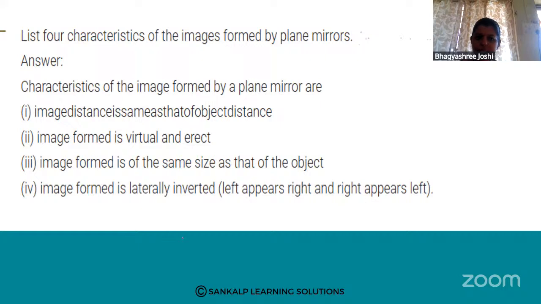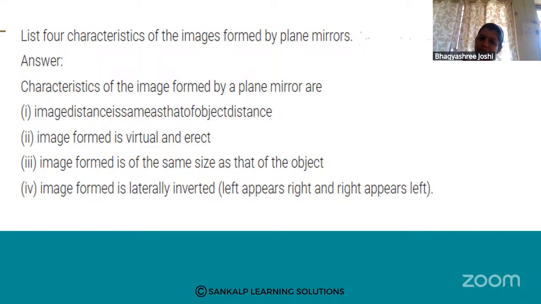Image distance is same as that of the object distance. Okay, image distance, ನೀವೆಷ್ಟಿರ್ತೀರಾ ನಿಮ್ಮ ಇಮೇಜ್ ಕೂಡ ಅಷ್ಟೇ ಇರುತ್ತೆ. So if you are small then image is also small, if you are big then image is also big, if you are tall then image is also tall. Okay, that means object and image distance are same. Next, image formed is virtual and erect. Virtual means you are getting the image behind the screen, right, behind the screen.